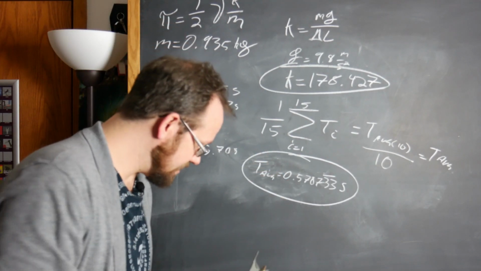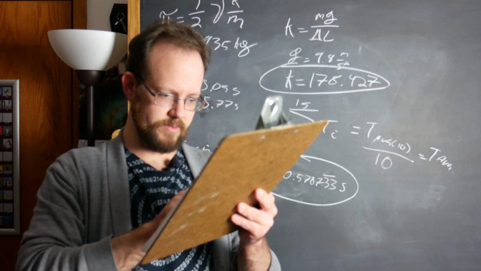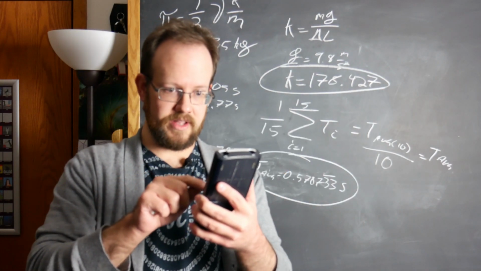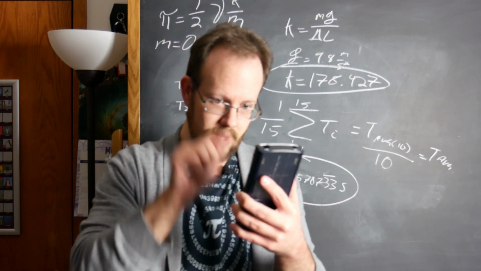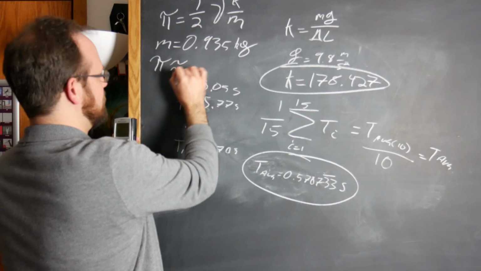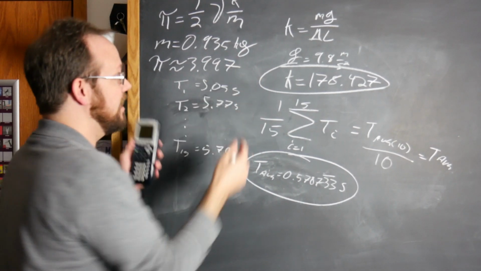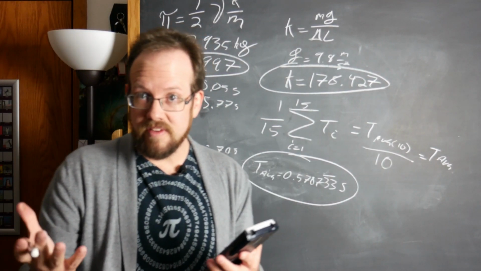So now we have everything we need, we just need to plug it all into the calculator and see what we get. K is 178.427, 178.4. And when we do all of that on the calculator, we will get pi is approximately equal to, there it is, pi is approximately 3.997. Obviously a little bit off from the known value of pi.